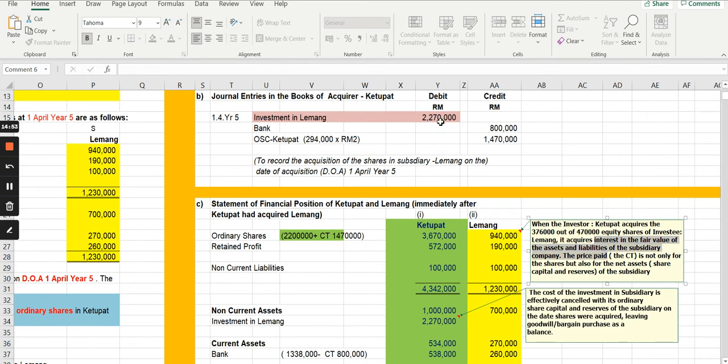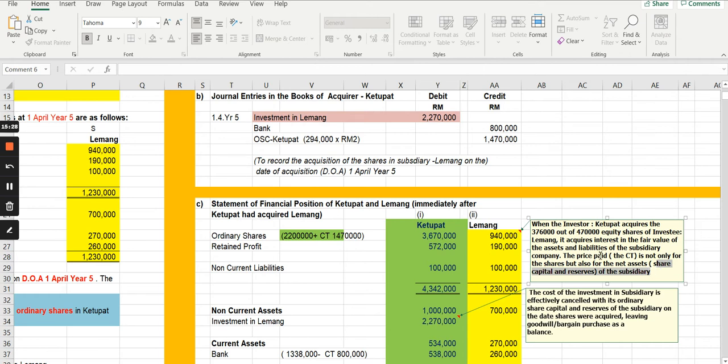So the price that you paid, the total of 2270, the consideration transferred, is not only for the shares but also for the net asset. Remember, net asset is asset minus liability. If you can still recall the accounting equation, equity equals asset minus liability. So net asset is also equivalent to equity. When we talk about equity, that is about share capital and reserve.